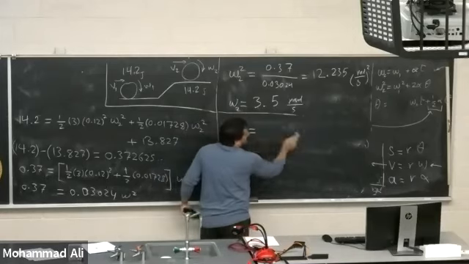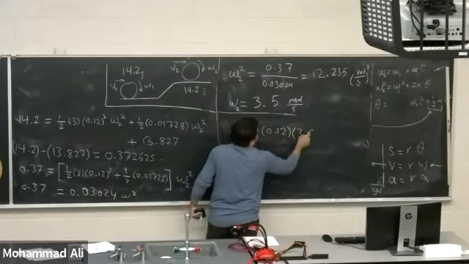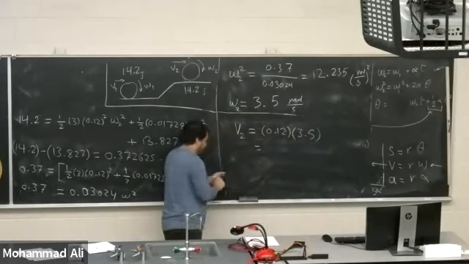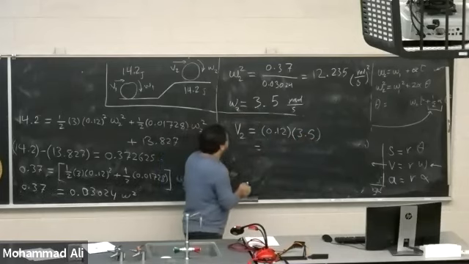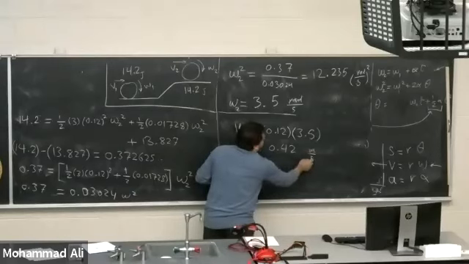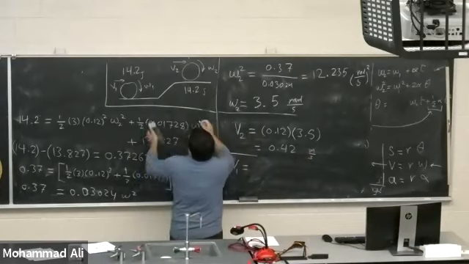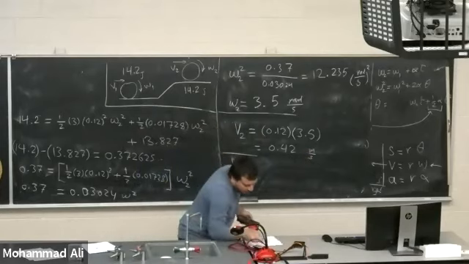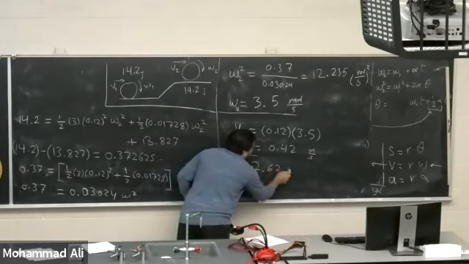It is R multiplied by omega. R is 0.12. Omega 3.5. It's very simple, right? It is 0.42 meters per second. V initially, how much? V initially it was given here, 2.62 or 2.6 meters per second.